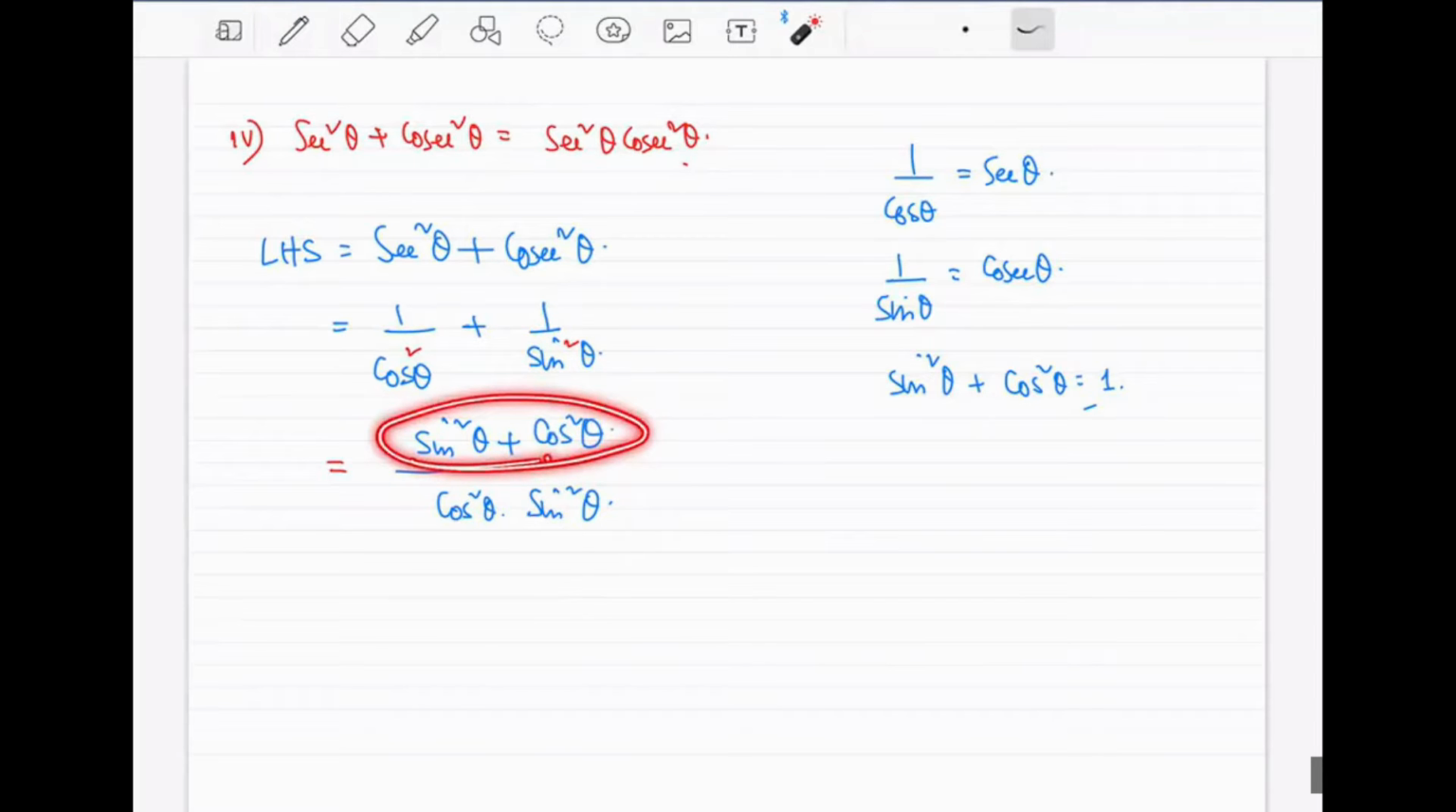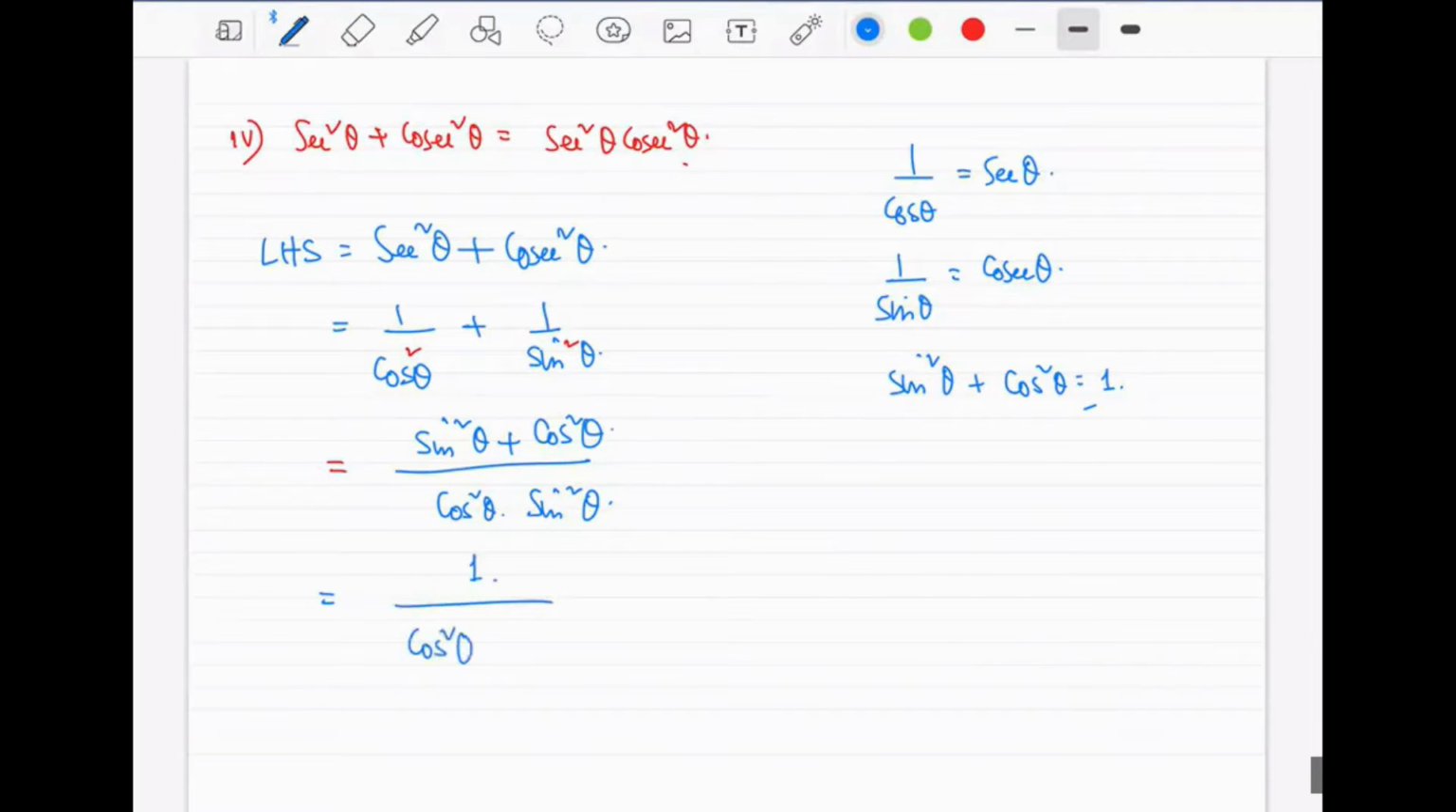Yes, I've written the formula. This is equal to how much? 1. Right. Sine square theta plus cos square theta is 1. So you replace this part right here with how much? 1. All right, then look at the next step. Numerator will be 1. Denominator, no change.